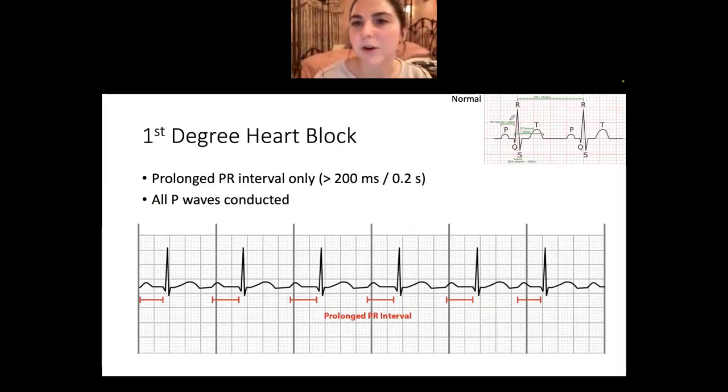So we'll talk about first degree first. Here's your normal. I put on here what the normal intervals are. And I only did this because I didn't realize it until I was in dedicated, and I had to know what the milliseconds were for these intervals, because instead of saying the PR interval was prolonged, it would say, oh, the PR interval is 220 milliseconds. And I was like, damn it. I do not know what a normal PR interval is.